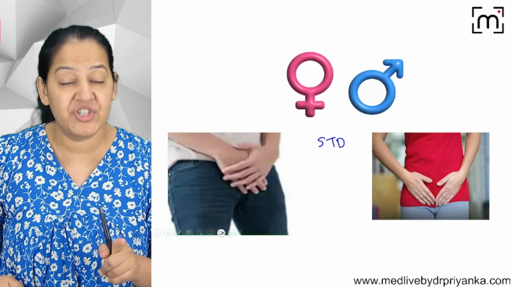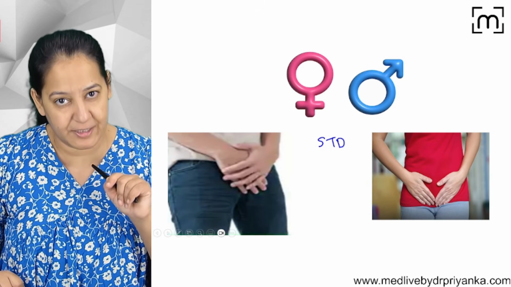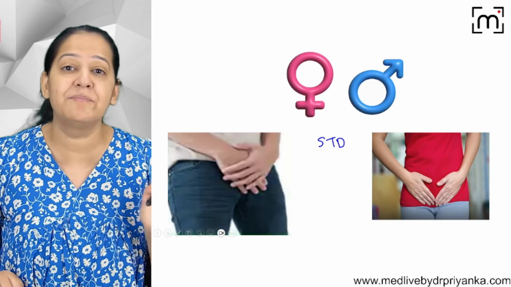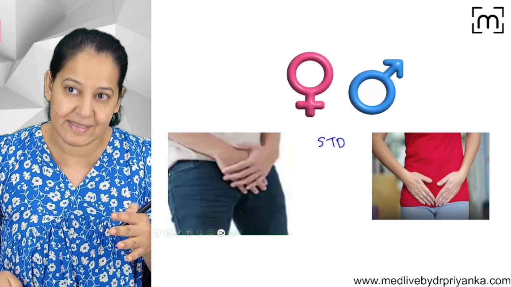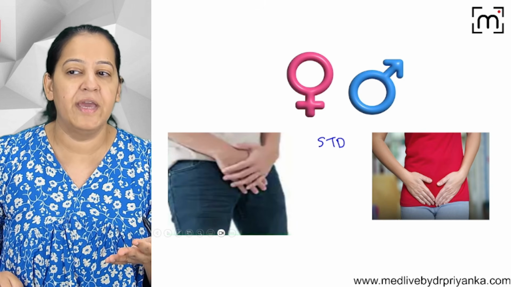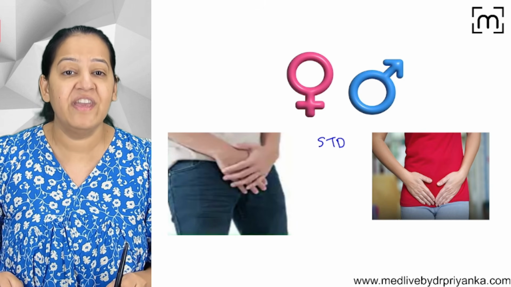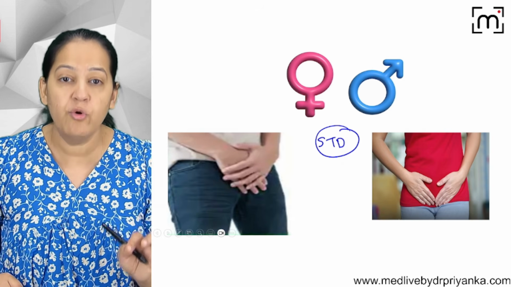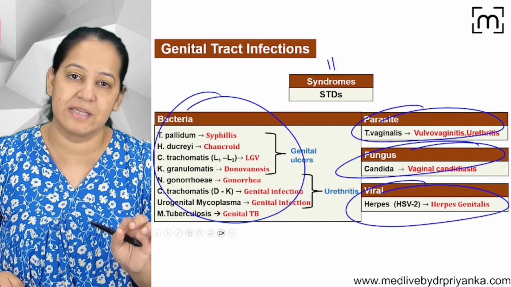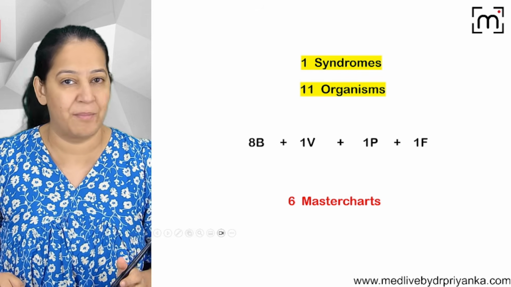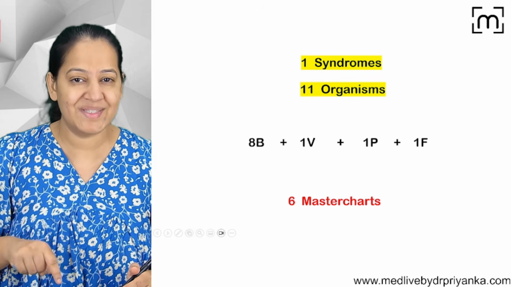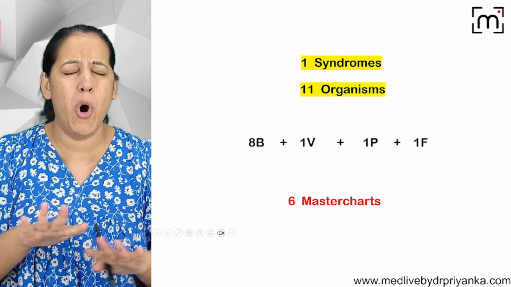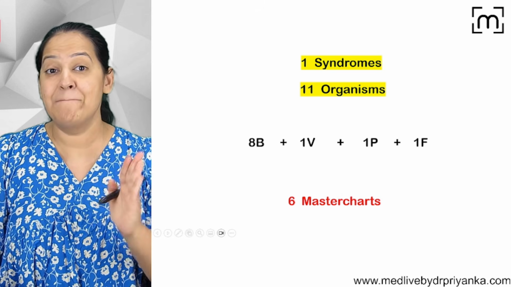So whenever any patient complains of genital tract infection symptoms, maybe genital ulcers, maybe genital blisters, maybe genital swelling, and we are suspecting an STD, an infectious origin, you must have a differential diagnosis of all these 11 organisms in your mind. So today in this one session, we are going to complete all these 11 organisms in a comparative manner.